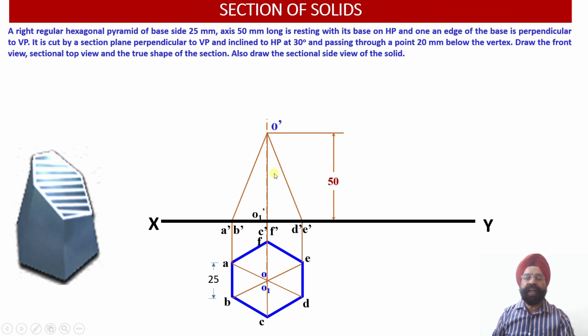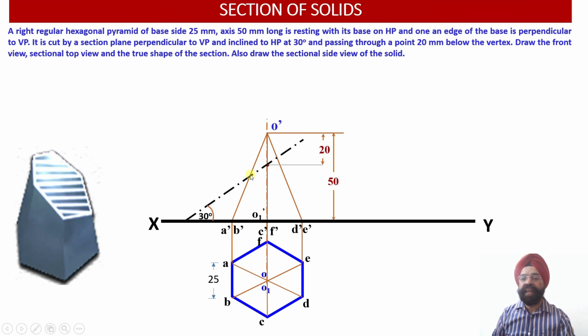So now we have our cutting plane, which is an AIP. It is going to cut this solid 20 millimeter below the vertex or the apex. So we have measured this distance equal to 20 millimeter. Now the angle of inclination of this AIP is 30 degree with respect to the horizontal plane. Just see, this is an angle of 30 degree with respect to the horizontal plane. Obviously here you can get 60 degree because this angle is 90 degree over there. So we have marked this angle as 30 degree.